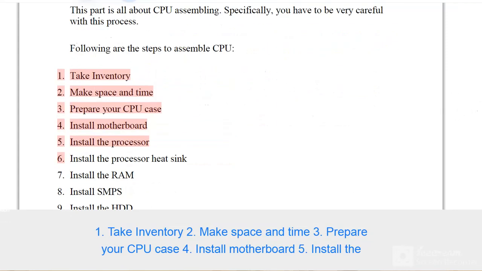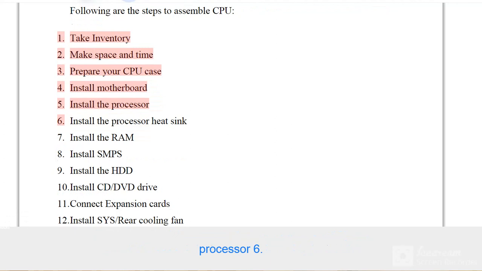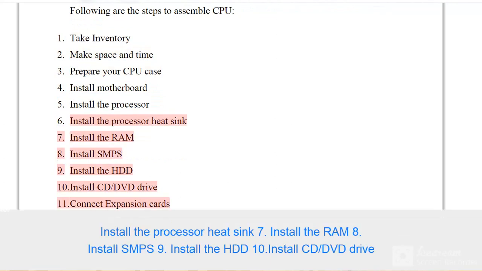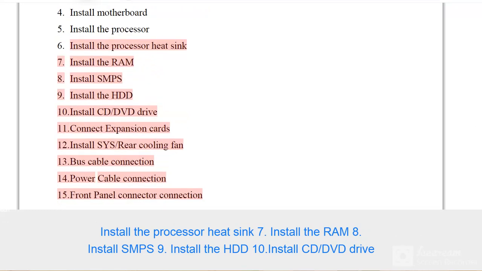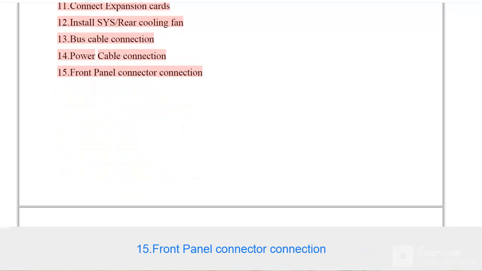1. Take inventory. 2. Make space and time. 3. Prepare your CPU case. 4. Install motherboard. 5. Install the processor. 6. Install the processor heat sink. 7. Install the RAM. 8. Install SMPS. 9. Install the HDD. 10. Install CD/DVD drive. 11. Connect expansion cards. 12. Install system/rear cooling fan. 13. Bus cable connection. 14. Power cable connection. 15. Front panel connector connection.